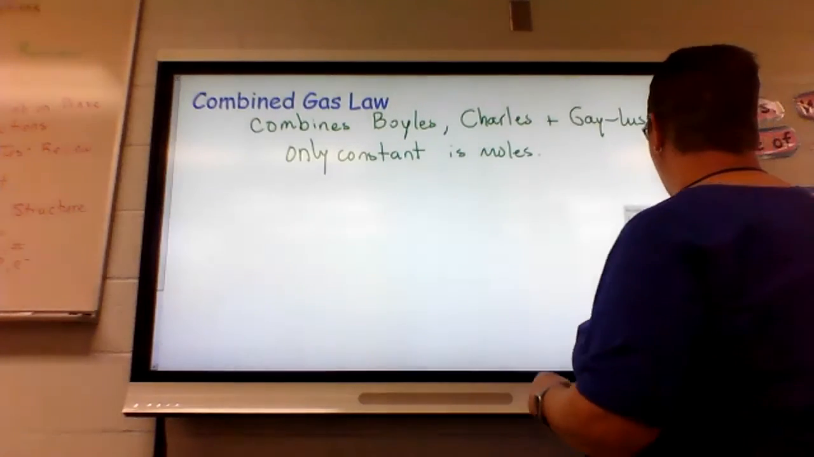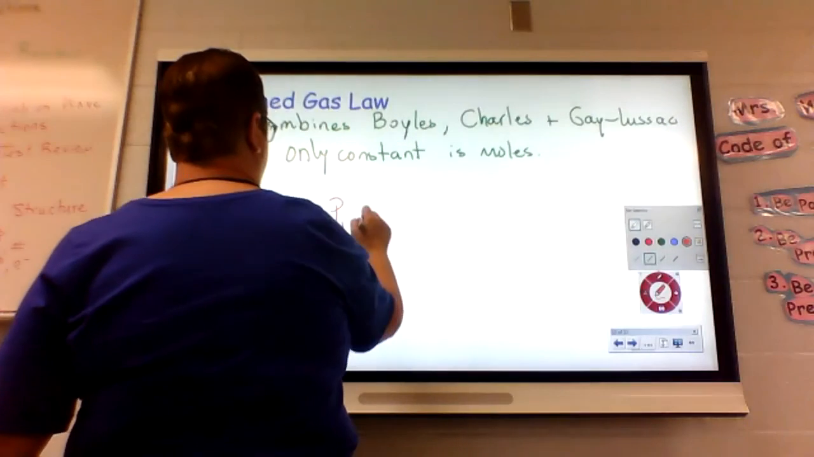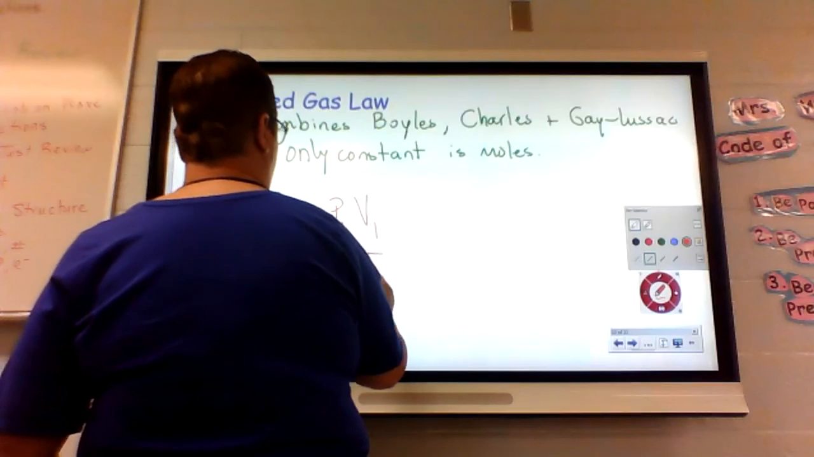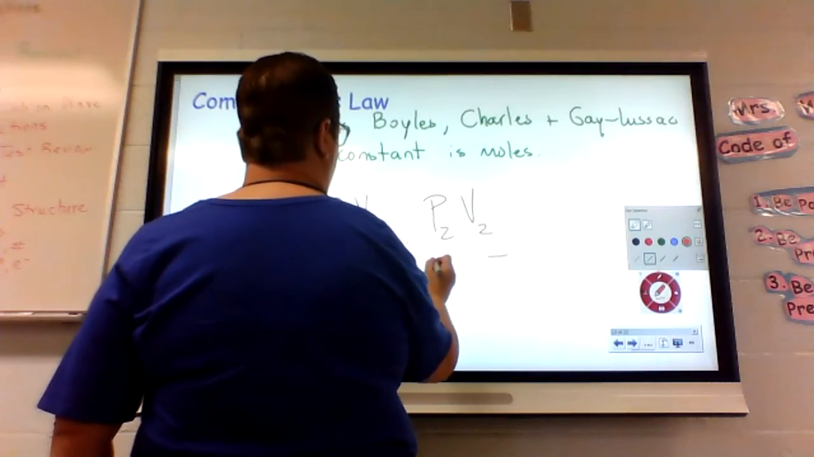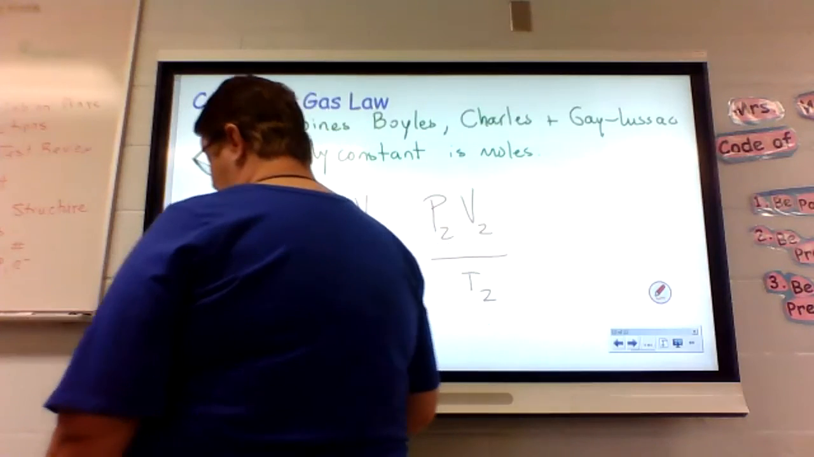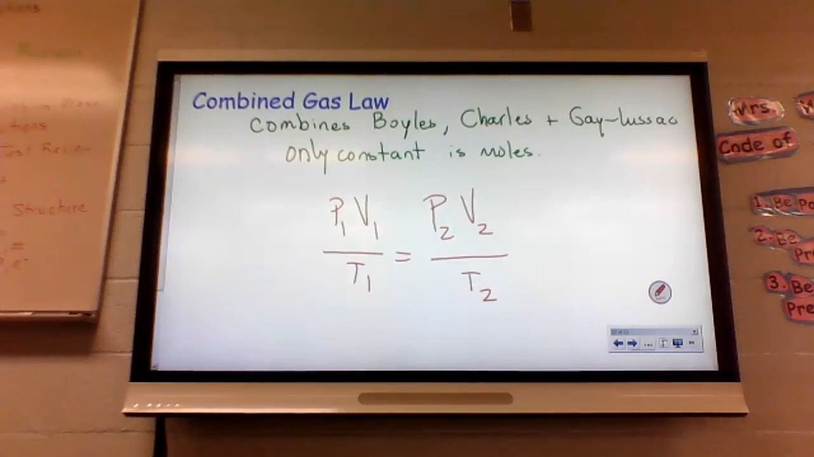The formula is P1 V1 over T1 equals P2 V2 over T2. Now, this is the only formula that we've done today that's on your reference table.